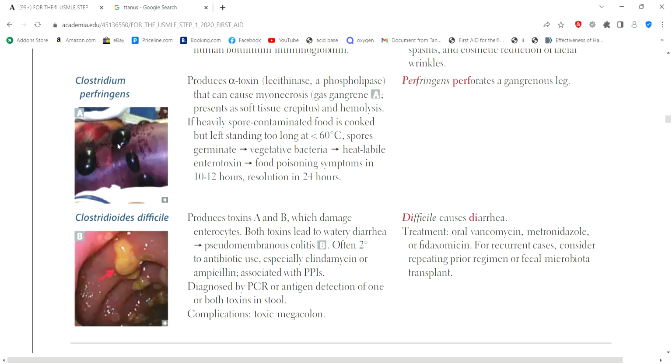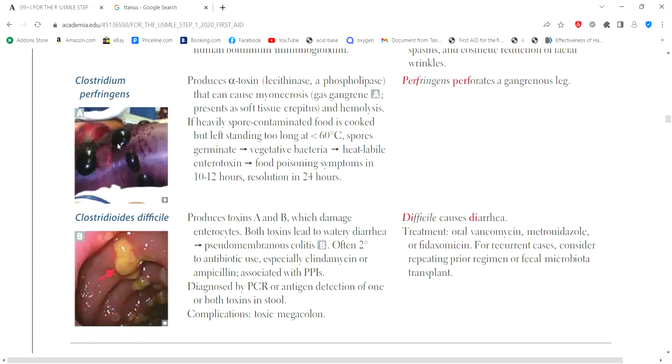Now, you need to know that Clostridium perfringens secretes both alpha toxin and enterotoxin. Alpha toxin is dangerous. It causes the gas gangrene. Enterotoxin is what causes the diarrhea. That's not dangerous. The main point here is that the dangerous one is the Clostridium perfringens that causes the gas gangrene.